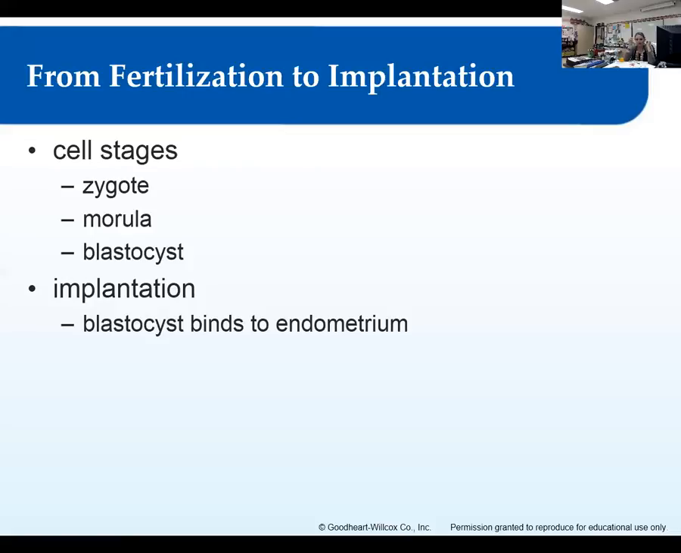The embryo reaches the 4-cell stage. They're in part C, and then the morula is at 3.